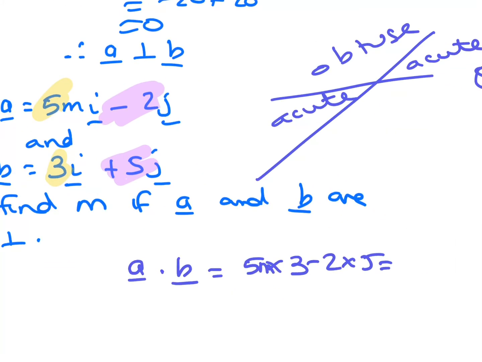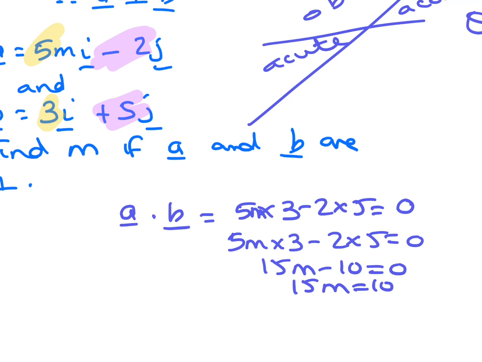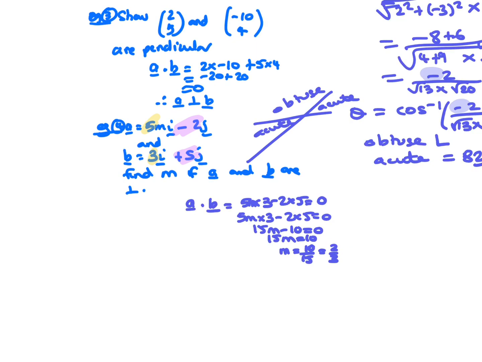So 5m times 3 minus 2 times 5 is 0. 15m minus 10 is 0. 15m equals 10. Divide by 15, 10 on 15, which equals 2 on 3. And that's it.